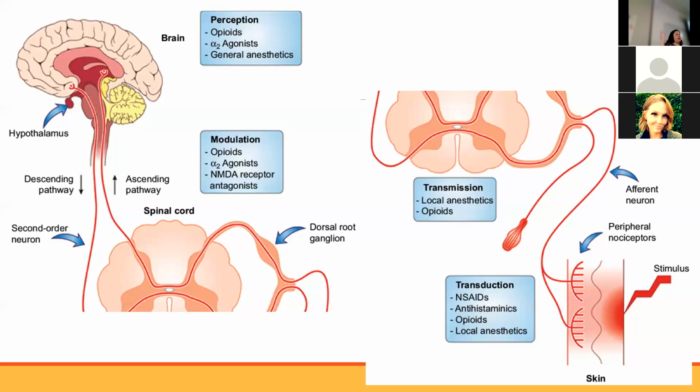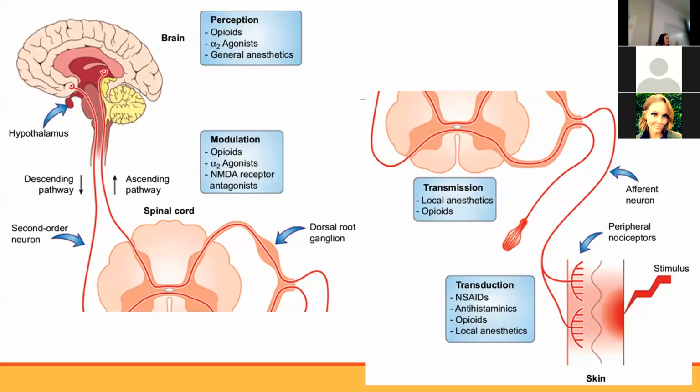Some of it, so perception, again, your brain taking those signals from elsewhere in the body and recognizing it as pain. We can treat that with opioids. We can also use alpha-2 agonists, so clonidine or dexmedetomidine are two alpha-2 agonists. General anesthetics are going to work there.